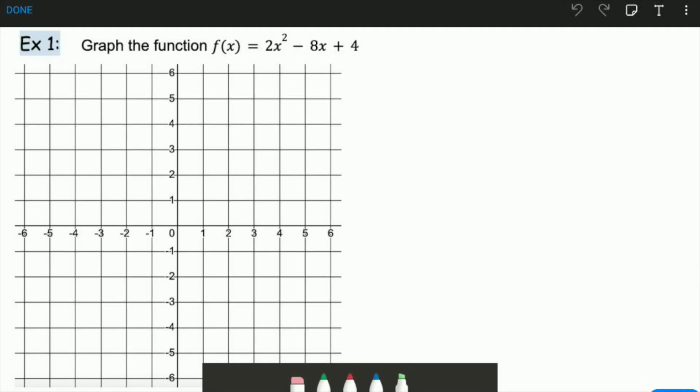Okay, so in this example, we're going to be graphing the function f of x equals 2x squared minus 8x plus 4. So this function is not in vertex form, it's in standard form, which means we can't use our transformations to graph it, and we need another approach. So what we're going to do is use a formula for the axis of symmetry.